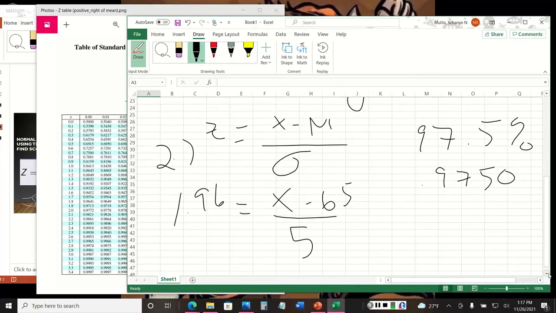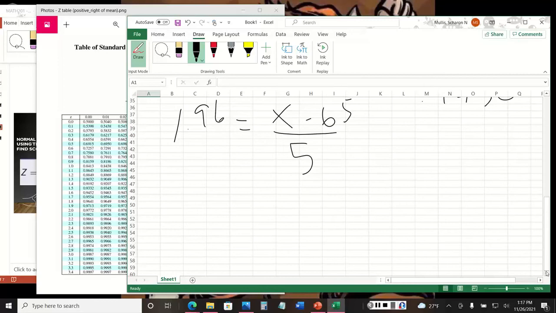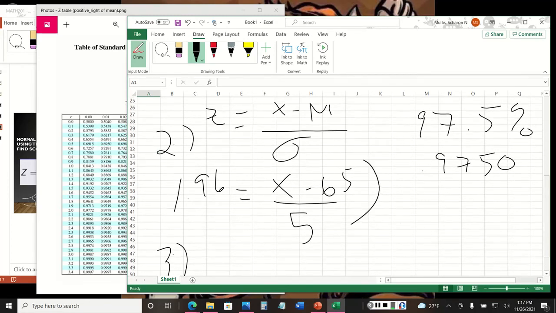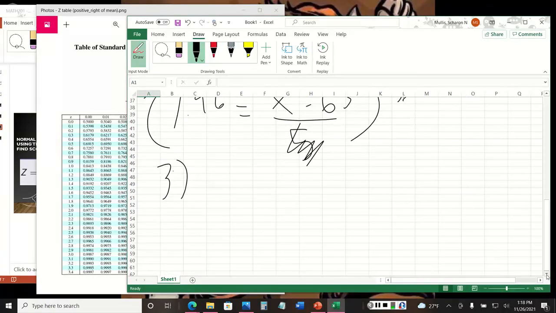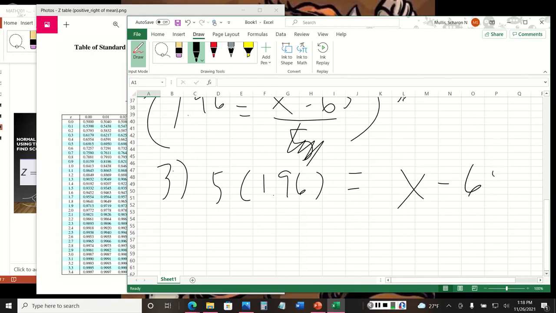So I'm going to move down a little bit. All right, and we're going to do 3. We have 1.96, and before I even go down that far, we're going to simplify. We're going to get rid of the 5 at the bottom, and to do that, we need to multiply 5 on each side. So on the right-hand side, this 5 cancels out that 5. On the left-hand side, we need to multiply 5 times 1.96. So I'm going to go down to step 3, and we have 5 times 1.96 equals x minus 65.